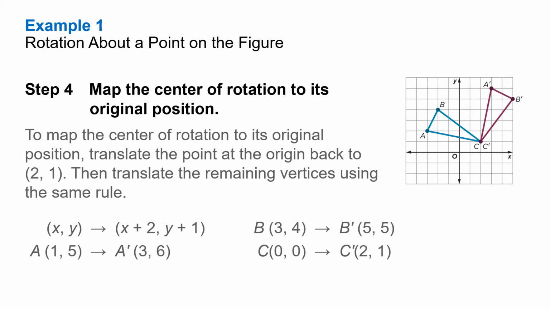So A, which was located at 1, 5, now translates to A prime, which is 3, 6. B, which was at 3, 4, now will translate to 5, 5. And C, which was our center of rotation, will now translate to 2, 1.